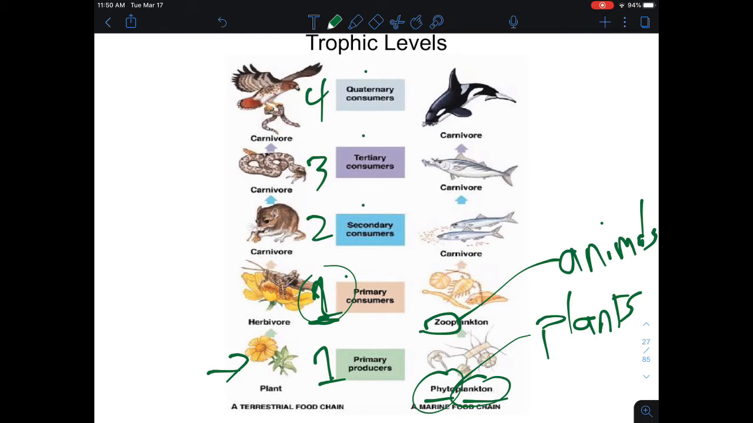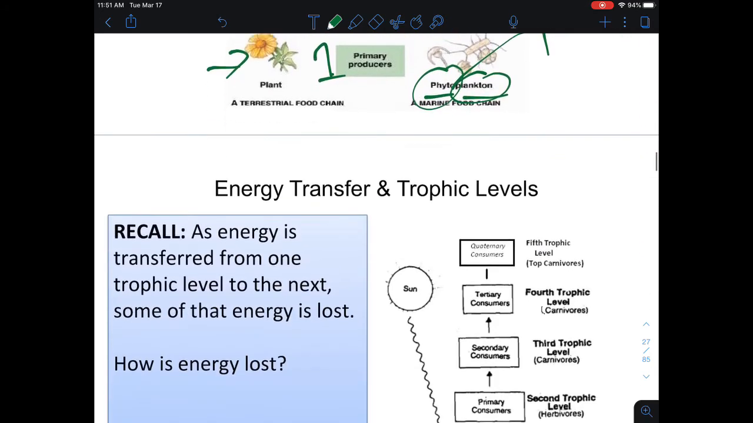I've run out of space. Animals. So zooplankton are animal-like plankton, phytoplankton are plant-like plankton, and phytoplankton are producers, because they're like plants, which are producers, and zooplankton are consumers, because they're like animals, which are consumers. As we go up to bigger and bigger fish, and eventually an orca as our quaternary consumer, the same relationships apply. Energy and matter are transferred from one level to the next, but not at 100% efficiency. There's always some loss.